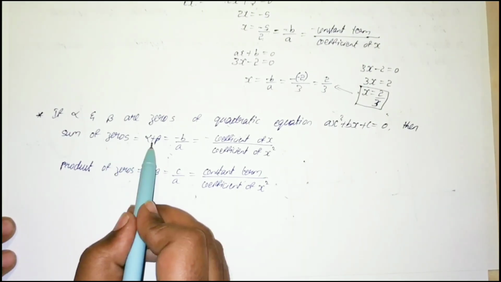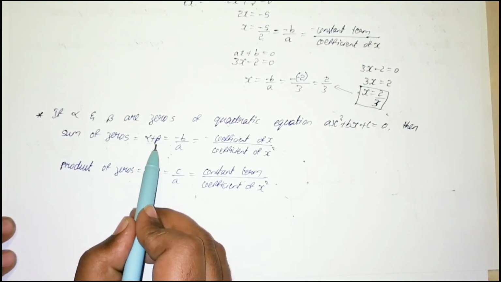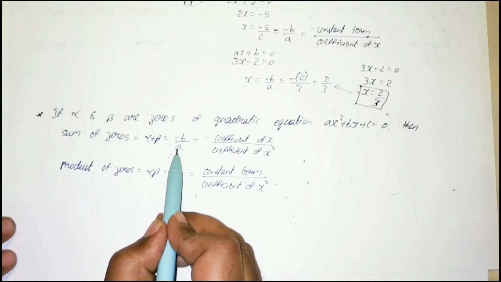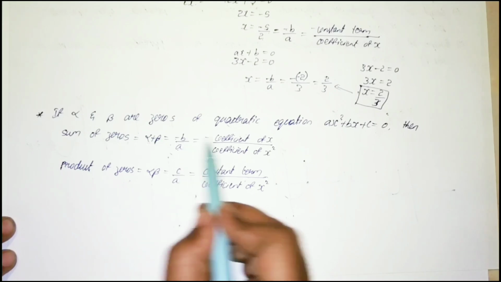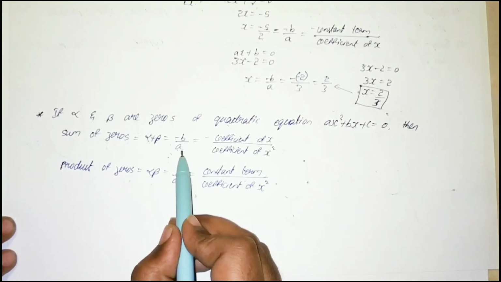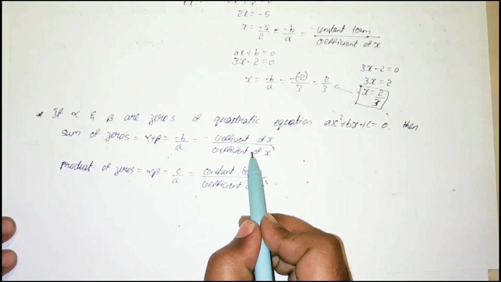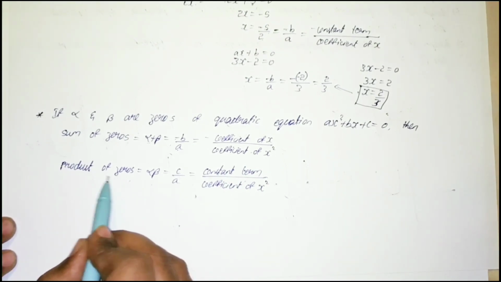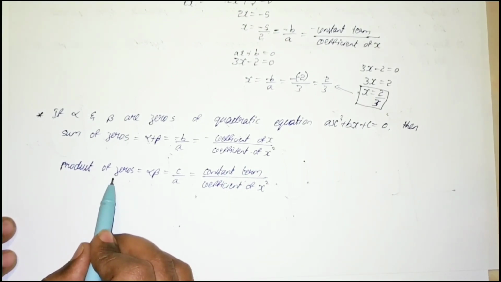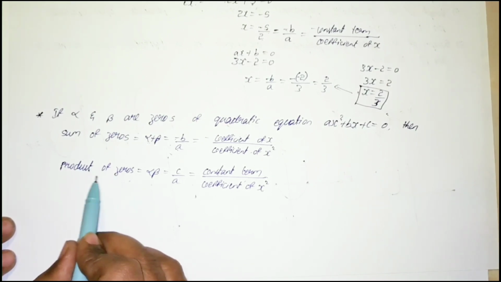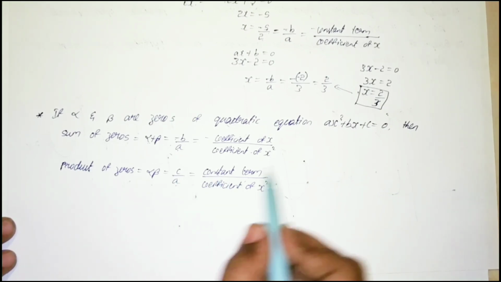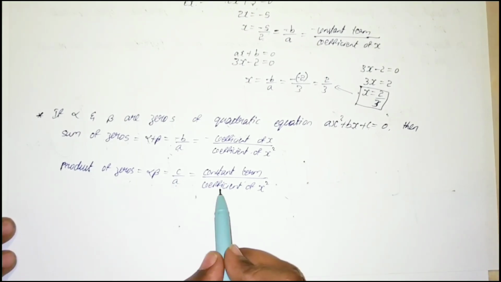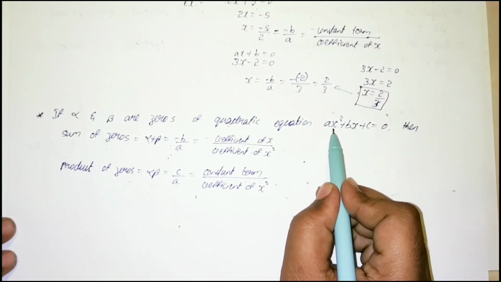Then the sum of zeros, sum means addition of zeros. If we add those 2 zeros, then that value will be equal to minus b by a. Here b means coefficient of x, and a means coefficient of x square. Then if we multiply those two zeros, then that value will be equal to c by a. Here c means constant term, and a means coefficient of x square, right?